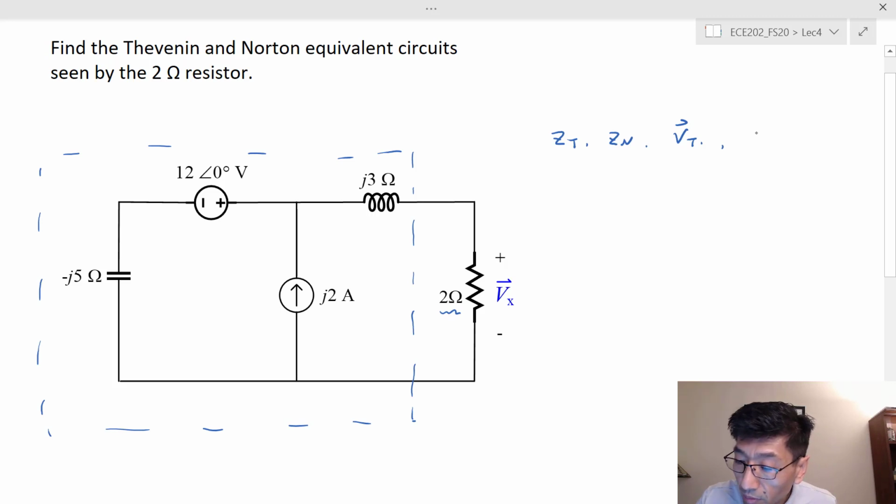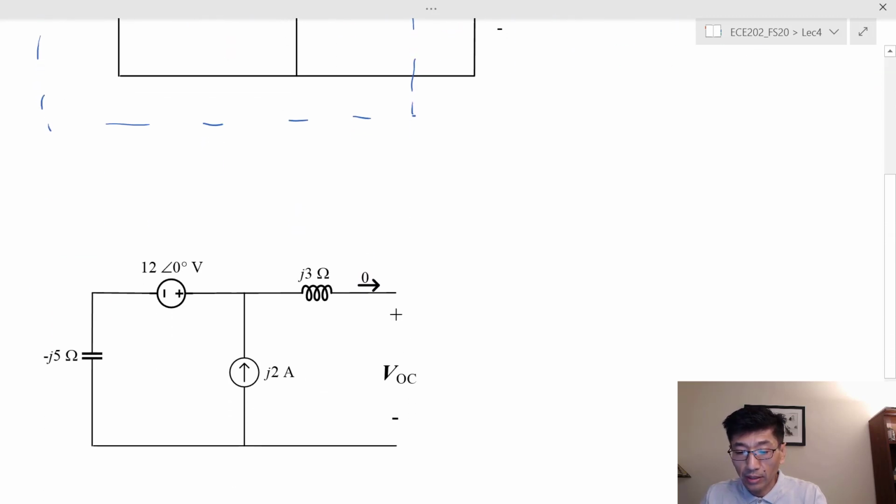These are the things we're trying to find. For Norton, we find the current source, the Norton equivalent current. In this case, we do it two different ways: we do the open circuit and we do the short circuit, and then we can find it. So the first one, we do the open circuit, V sub OC. If I do the open circuit, this current is 0, so therefore the voltage here is 0, right?